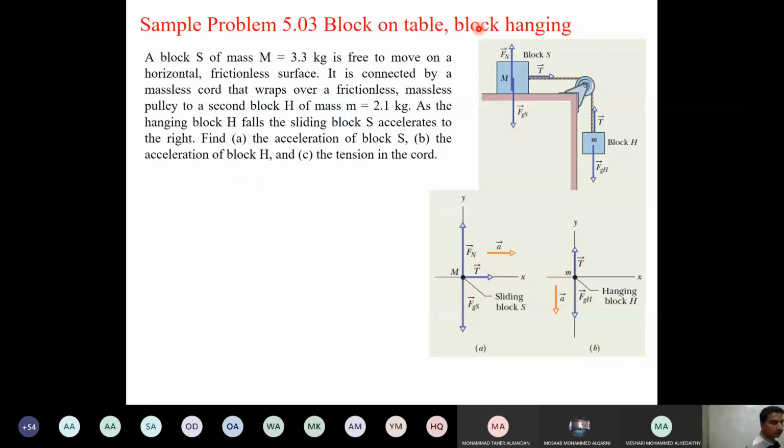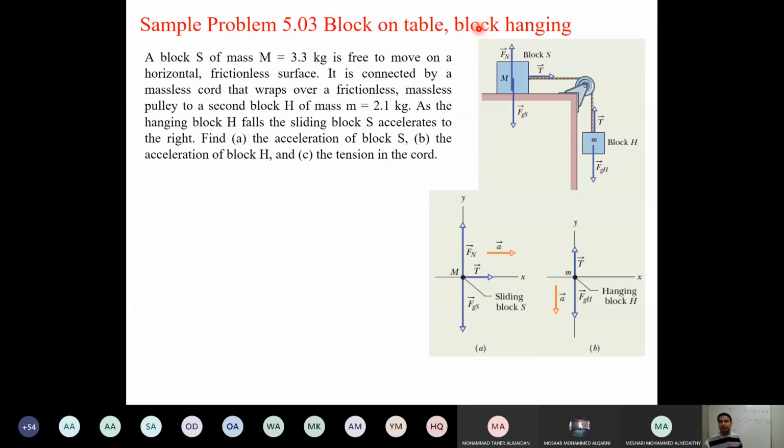This is another problem. We are now going into the applications of Newton's laws. We are applying all Newton's laws now in order to solve different problems. So here in this case, you are seeing a block that is on top of the table, and there is another block which is hanging. So the capital M block is up there on the table, and the small m block is hanging.